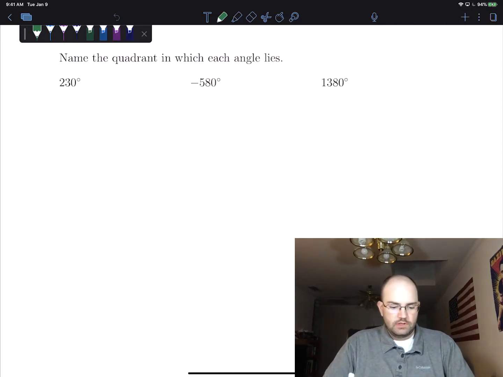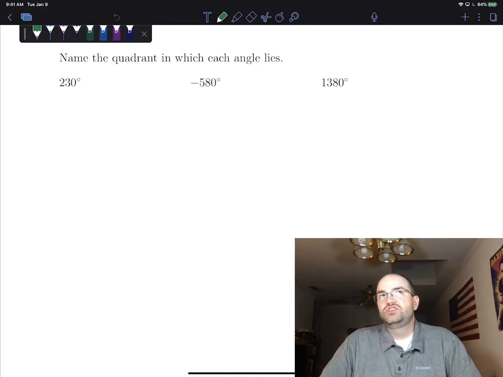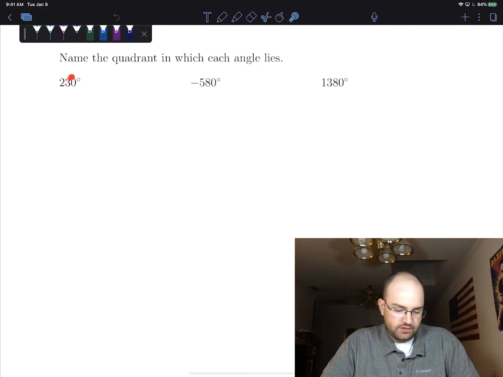Hello. In this video, we're going to name the quadrant in which each angle lies. Now, we have three different angles: 230 degrees, negative 580 degrees, and 1380 degrees.